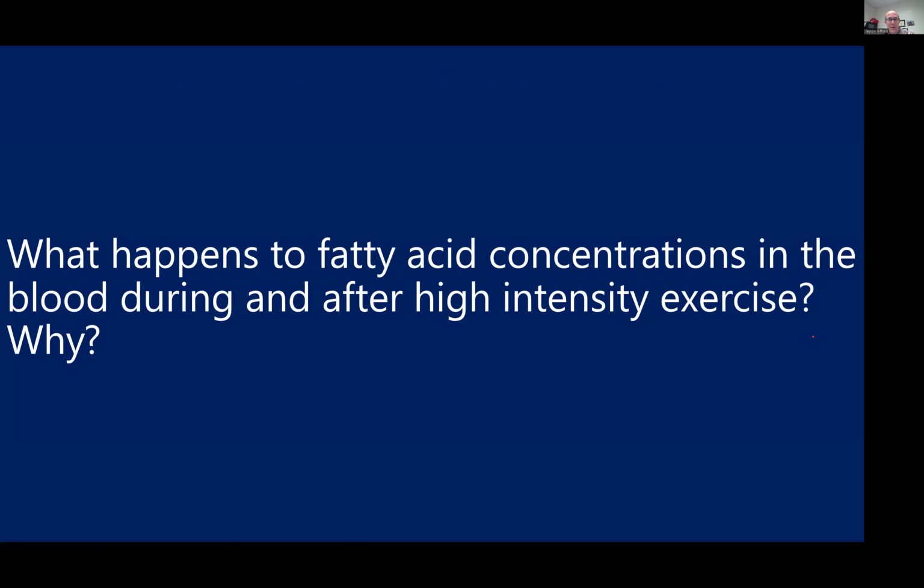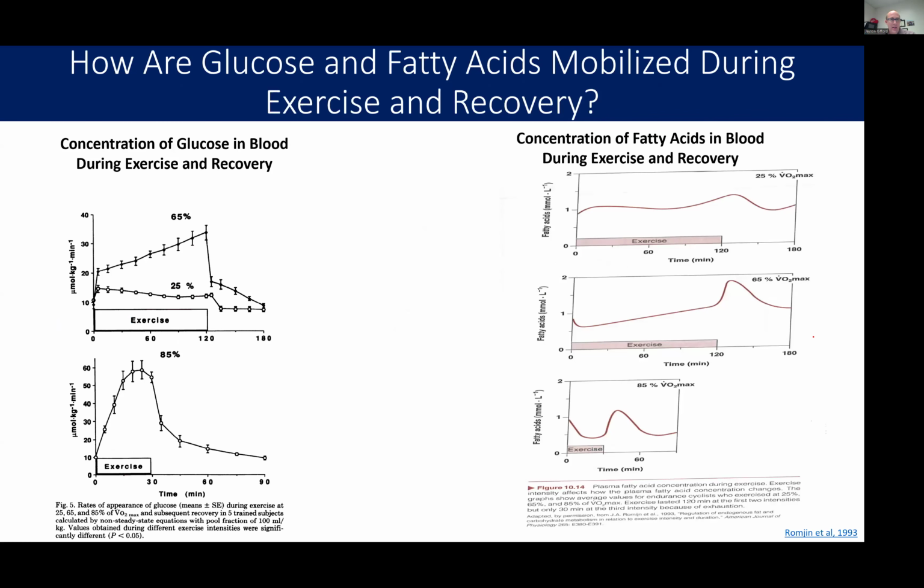So let's talk about what happens to fatty acid during exercise at different intensities. I already alluded to this a little bit. Let's look at glucose first. So during low intensity exercise, like 25% of VO2 max, you don't see a lot of glucose getting into the blood. The blood glucose levels stay relatively constant. And this is probably because during low intensity exercise, you're going to be fueled primarily by fatty acids.